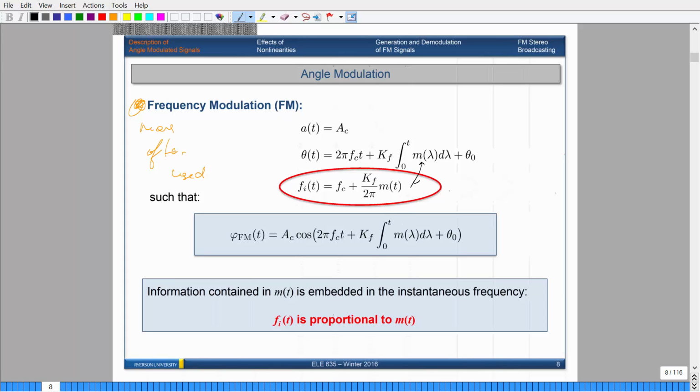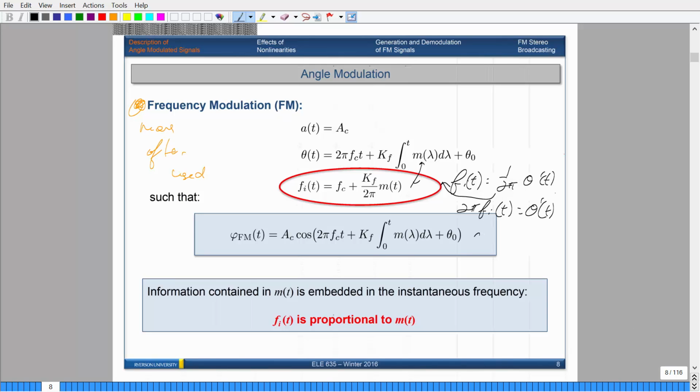All you have to do is remember that the instantaneous frequency is equal to 1 over 2 pi times theta prime t. So I'm going to bring this up here: 2 pi f_i of t equals theta prime t. And then I want to find what the original phase is. So what you can do is find the integral.